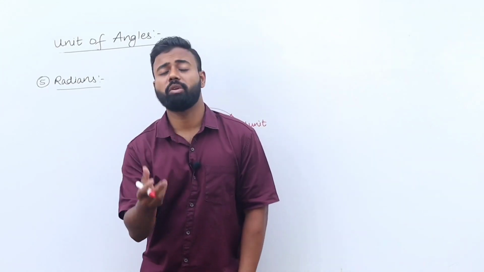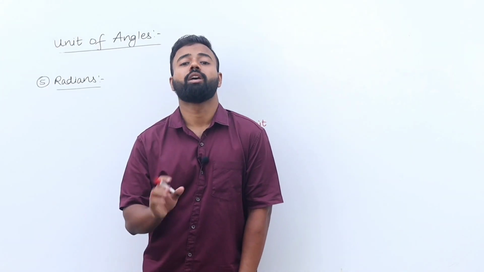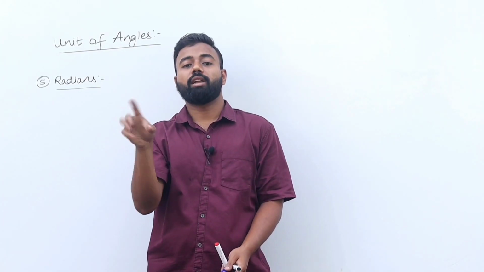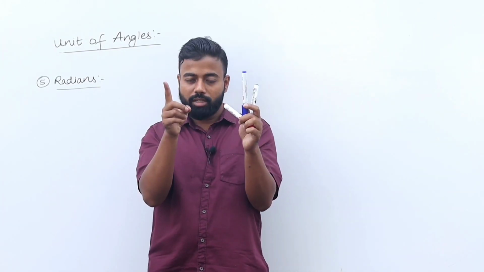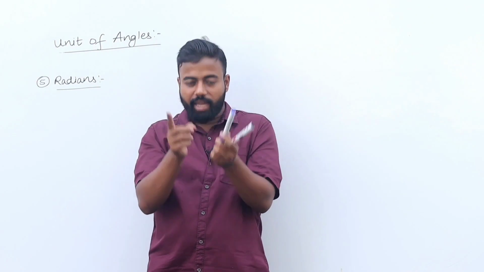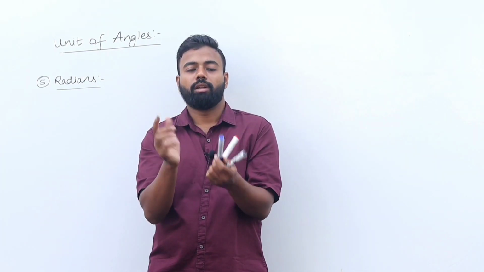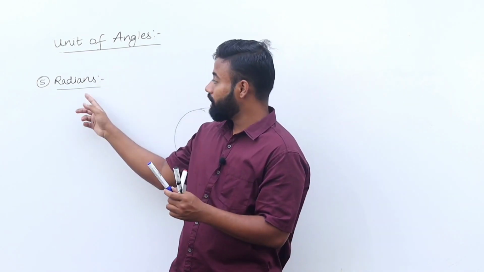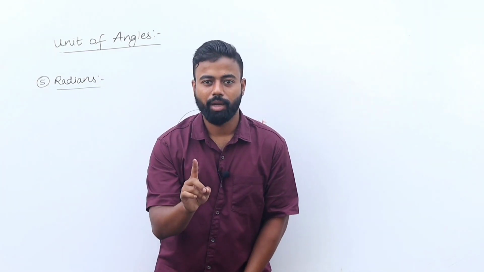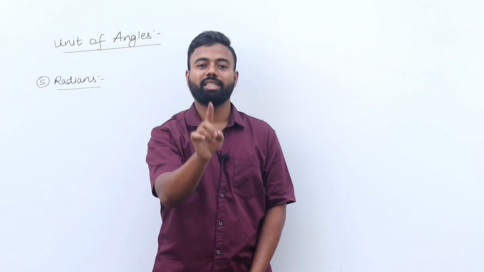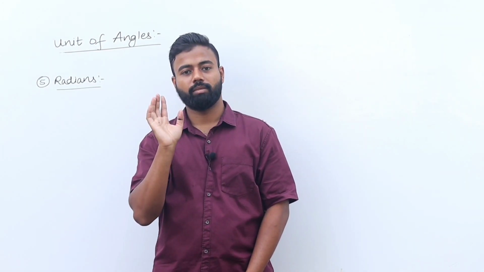If somebody asks you what 1 radian is, you tell them: first you make a unit radius circle, then take a unit arc length on this unit radius circle, and the angle subtended by the unit arc length at the center would be 1 radian. Now the definition is clear. 1 radian is the angle subtended by a unit arc length on a unit circle at the center.